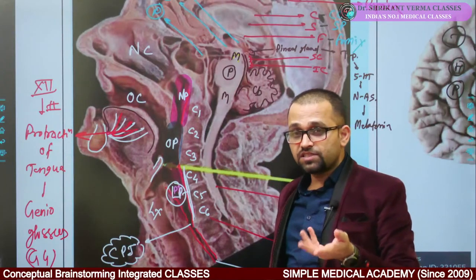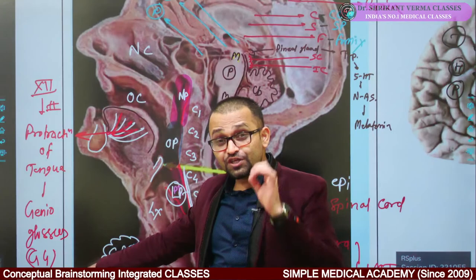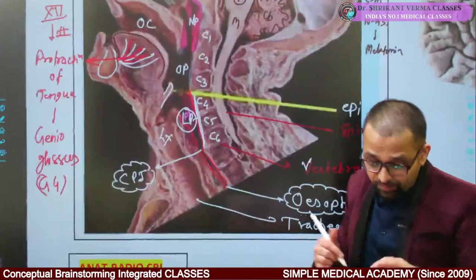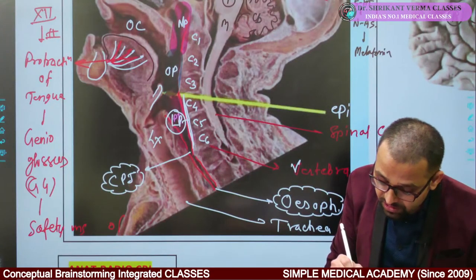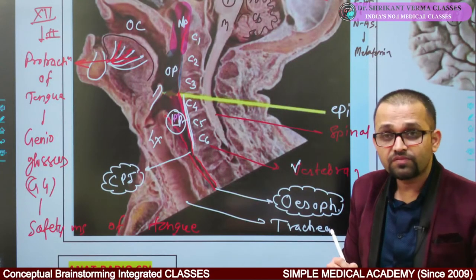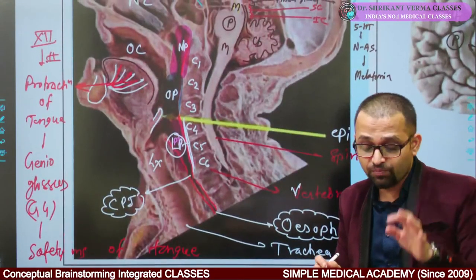We give respect to it, it is the most respectful. Give two times respect to GG. Why? Because it is the safety muscle of the tongue. No excuse. If there is damage, there will be ipsilateral deviation of the tongue. It is a very important question.